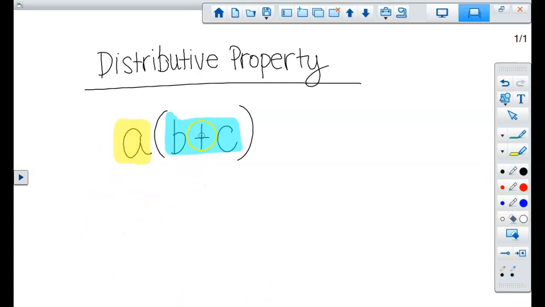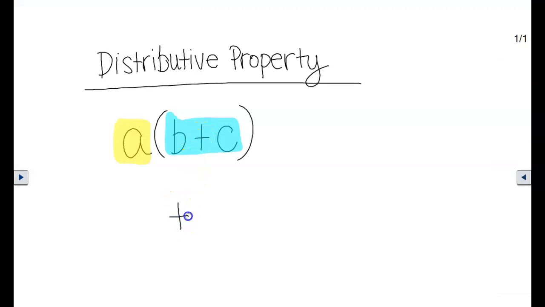Remember what we did yesterday. We brought this plus sign down, and then we distributed the A to the first member of the group. So A times B is AB. And then we distributed our A to the second member of the group. So A times C is AC.